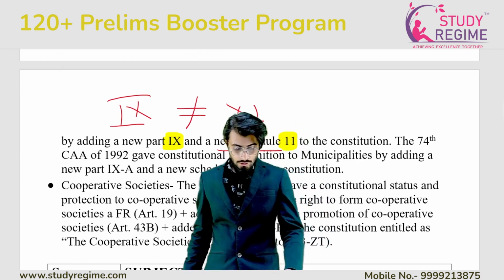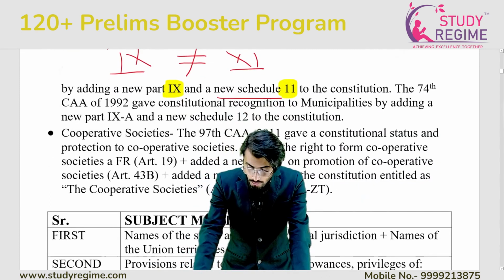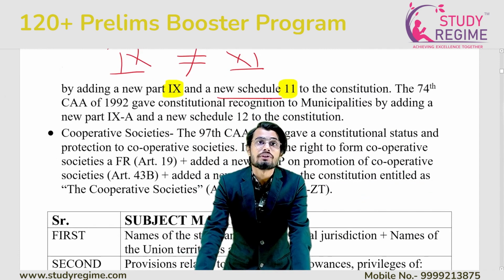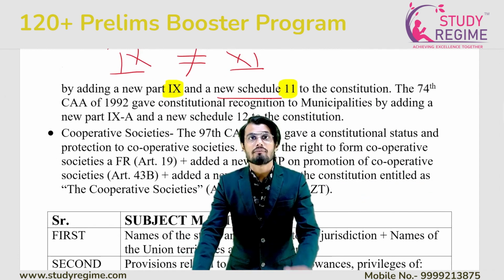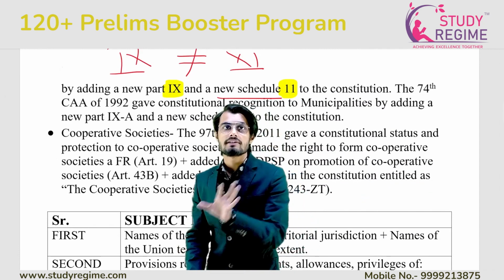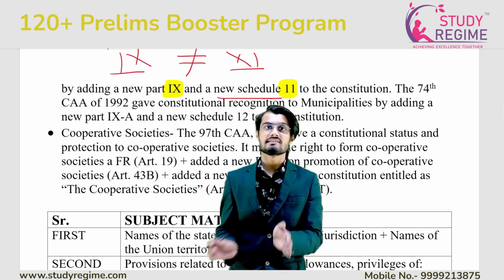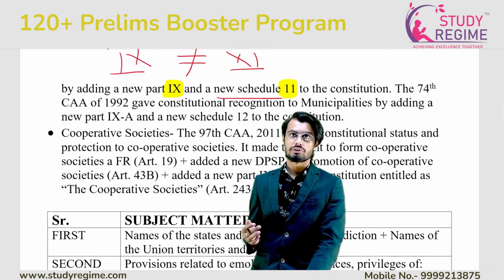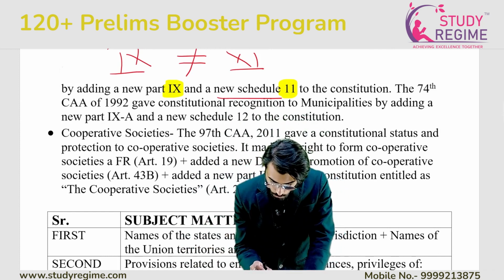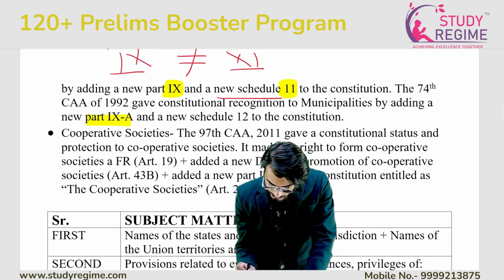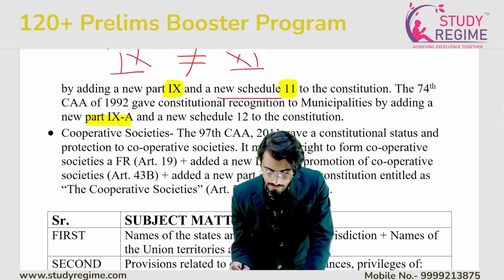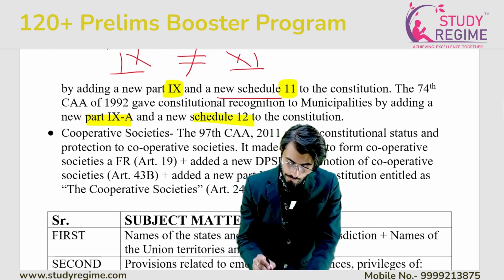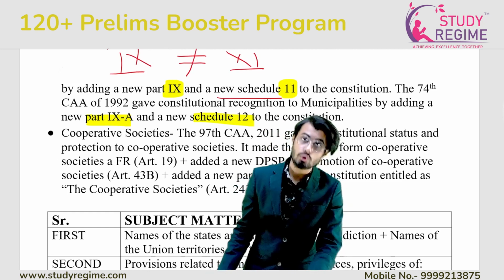The 74th Constitutional Amendment Act of 1992 gave constitutional recognition to the municipalities by adding a new part, that is 9A, and a new Schedule 12 to the Constitution. So a new part was added for municipalities, that is 9A, and a new schedule, that is 12th. So we do have the cooperatives also in our country.